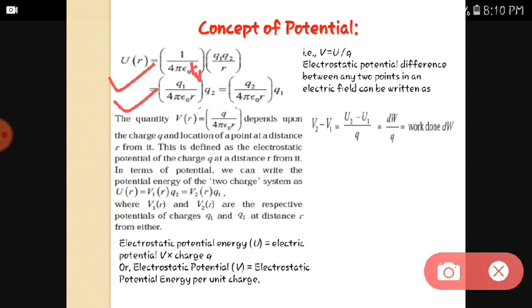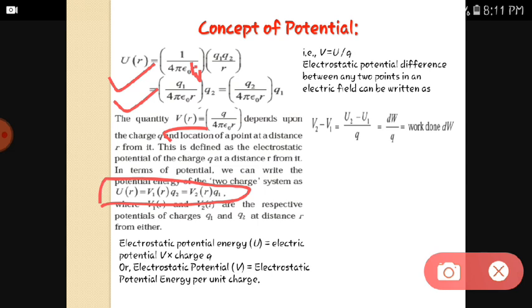So the quantity VR, I am not saying UR, I am saying VR, which is Q by 4 pi epsilon 0 R, depends on what? It depends on the charge Q and the location of the point, which is R. So this is defined as the electrostatic potential of charge q at a distance r from it. In terms of two systems, we can write it as UR is nothing but V1R of q2 is equal to V2R of q1, where V1 and V2 are the respective potentials of charges q1 and q2.